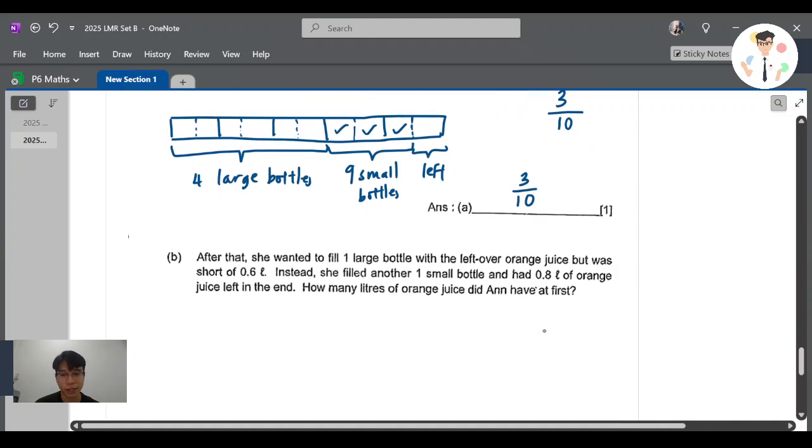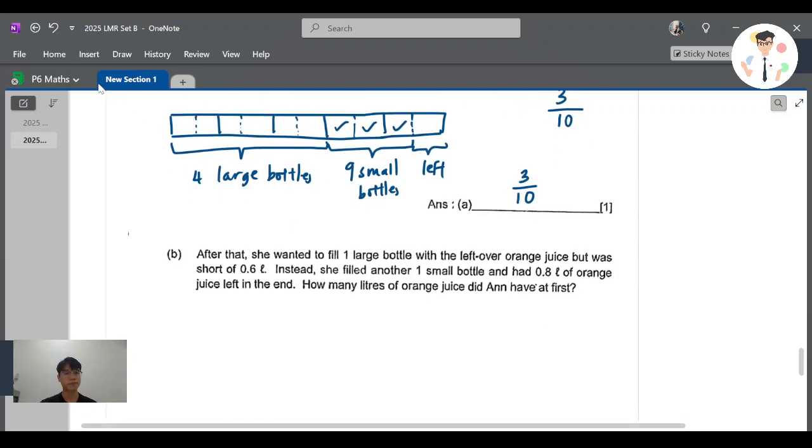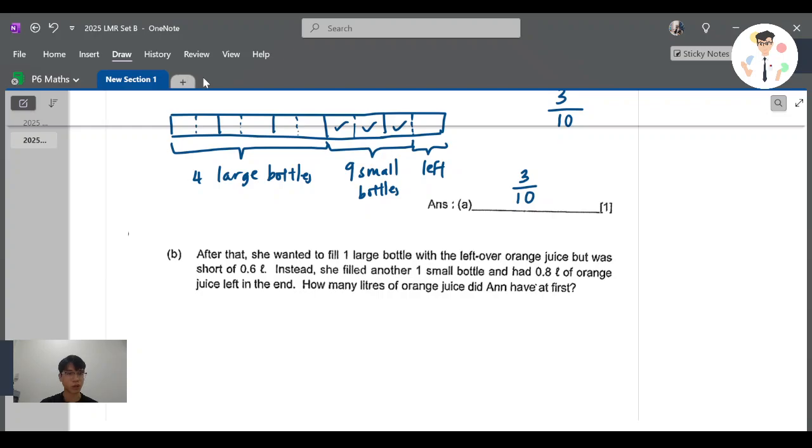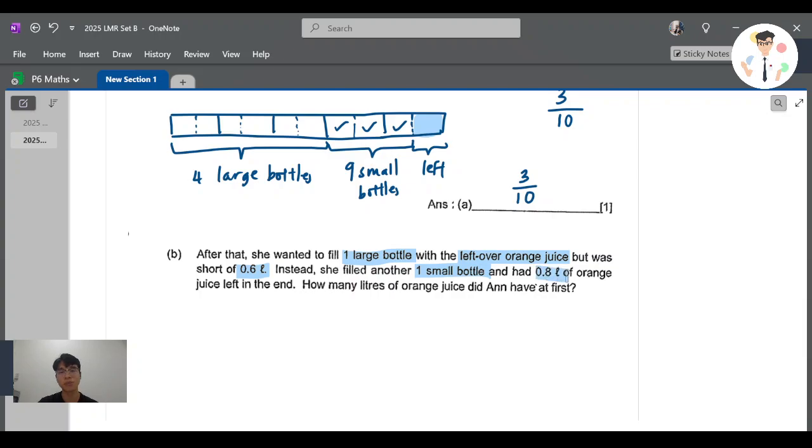Now, let's look at the next part of the question. It's a bit confusing, it seems. After that, she wanted to fill 1 large bottle with the leftover oranges. Leftover oranges is here, right? Leftover oranges. Okay? But was short of 0.6 liter. So instead, she filled another 1 small bottle and had 0.8 liter of the orange juice left in the end. So how many liters of orange juice did Anne have at first?